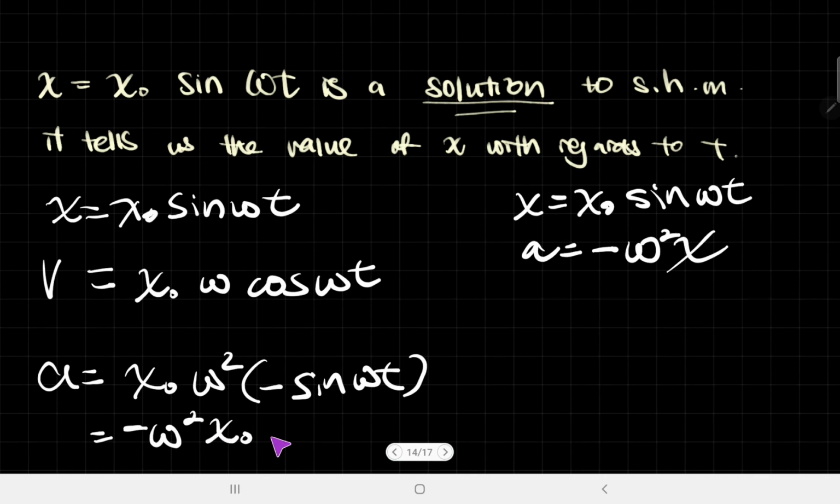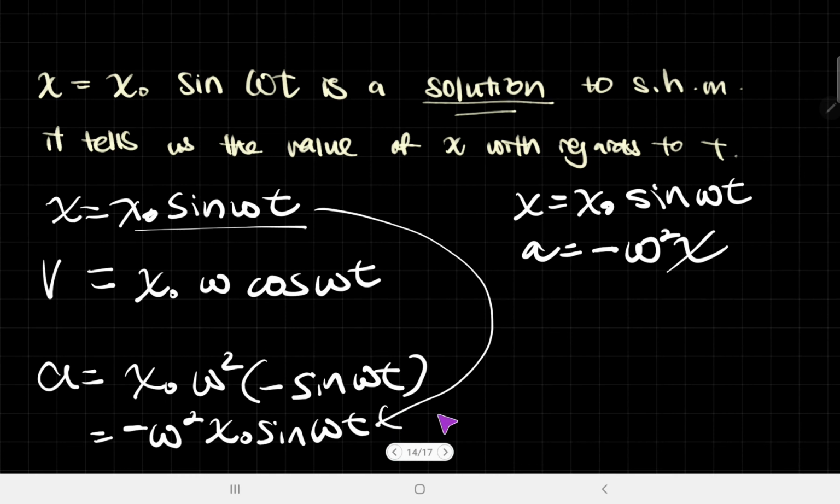x0 sine omega t. Now we know that x is x0 sine omega t. We see x0 sine omega t right here. So we're going to substitute this into this, which basically will give us a equals negative omega squared x. That's how we can also prove that this equation holds true from this equation.